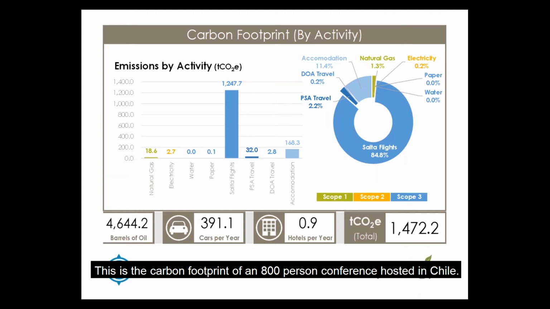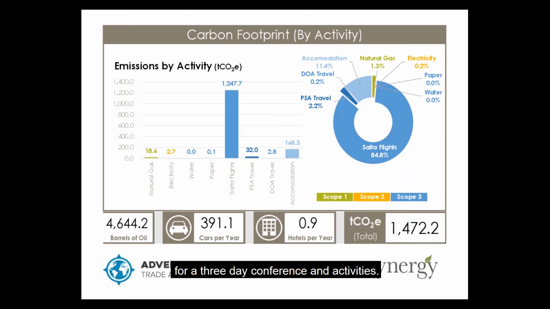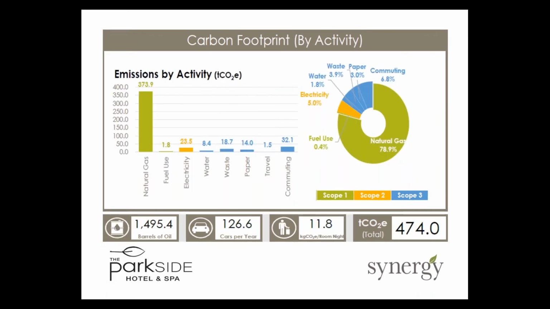This is the carbon footprint of an 800-person conference hosted in Chile. You can see that flights alone make up 85% of the emissions for a 3-day conference and activities. On the bottom of the slide, you'll see some comparisons between cars per year or hotels per year, as well as barrels of oil. You may also want to note on this slide that the total emissions for this event were 1,400 tons, and we'll compare that to the coming slides.